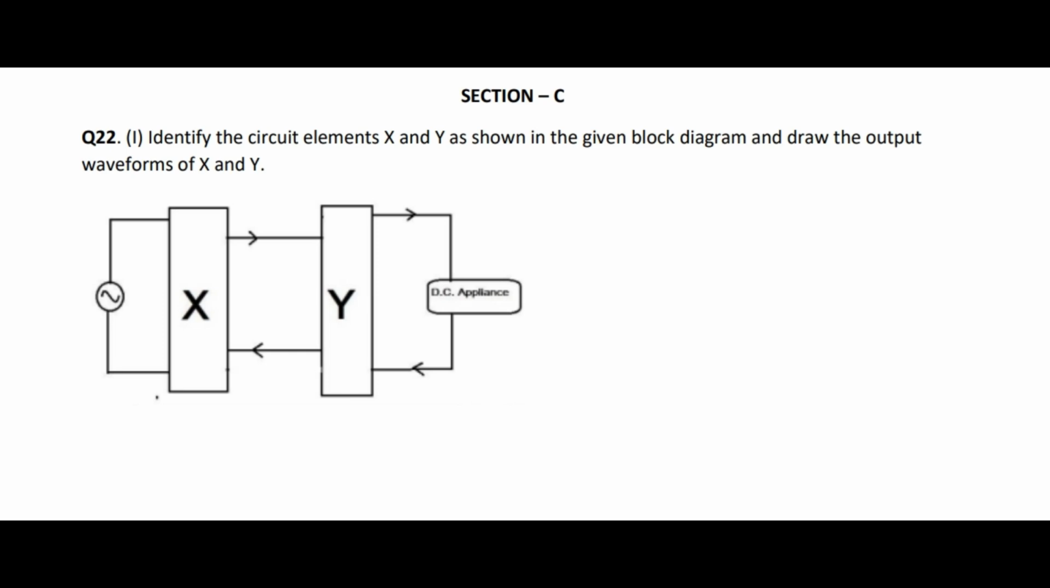Hello students, in this video we are going to discuss section C, 3 mark questions from question number 22 to 24. Identify the sample circuit elements X and Y as shown in the given block diagram and draw the output waveforms of X and Y. Here the X is corresponding to full wave rectifier.